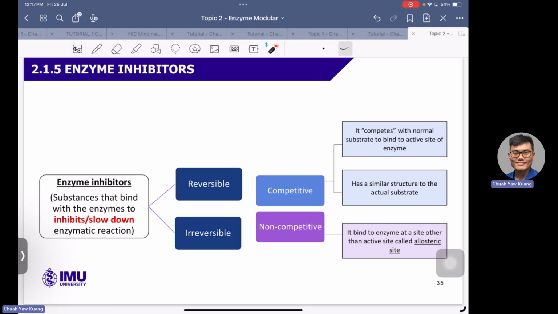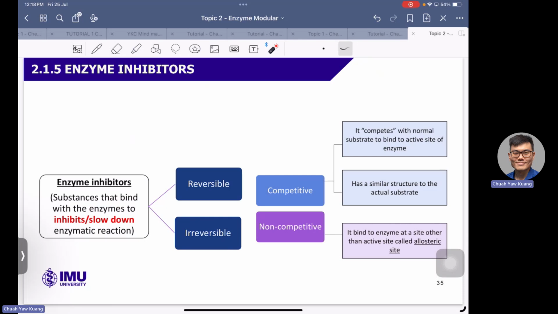Okay, so it depends on how they bind. They will be reversible or irreversible. Either they bind temporarily or they bind permanently. Then based on their mechanism of action, we can categorize them as competitive or non-competitive.